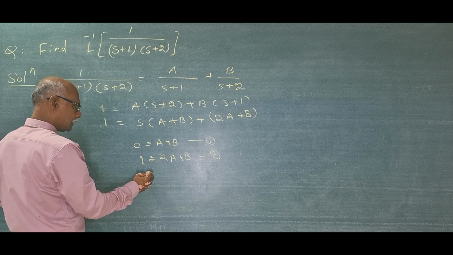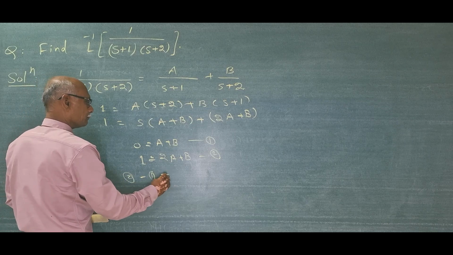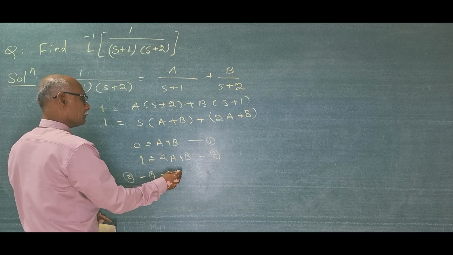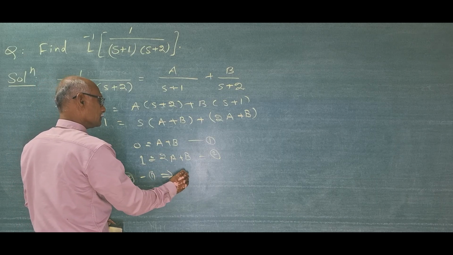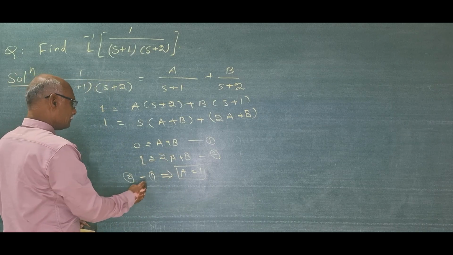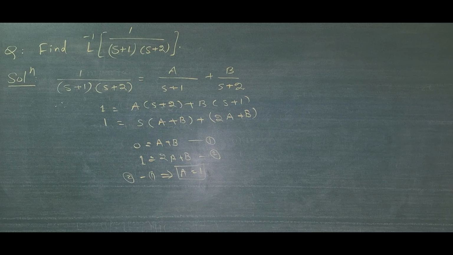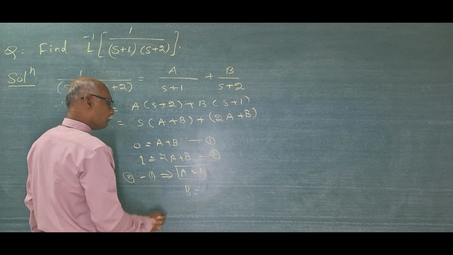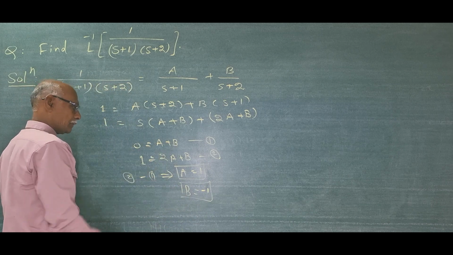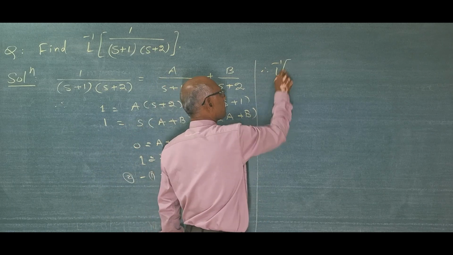So directly subtracting the first equation from the second, second minus first, B will cancel, 2A minus A becomes A and 1 minus 0, therefore A is equal to 1. If I put A is equal to 1, immediately we are getting B. So B is equal to minus 1, because you can see if A is 1 then B becomes minus 1. At once you get A and B, and directly we can calculate the inverse Laplace like this.